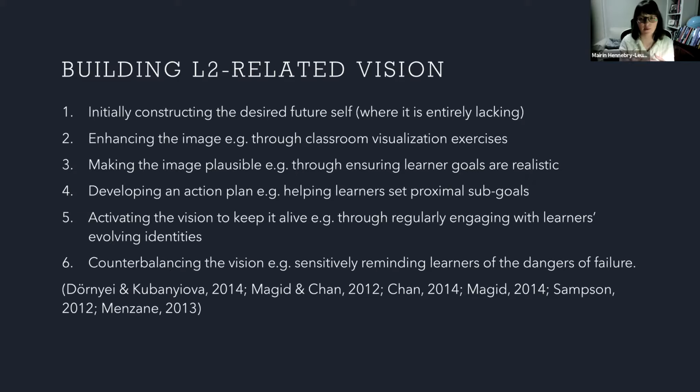So having regular opportunities in the classroom where we're engaging with those identities and those envisaged identities, where we are talking about them and how they're evolving and what they might look like in practice and so on. And then also at the same time, counterbalancing that vision with a reminder of the dangers of failure. Now that sounds a little bit, you know, nobody wants to talk about failure, but I think it is that idea of the ought-to self and the ideal L2 self working in tandem with one another.